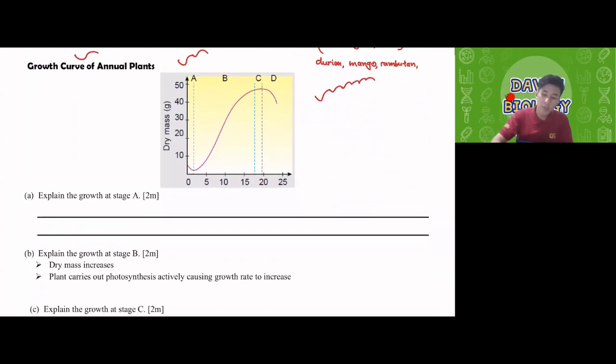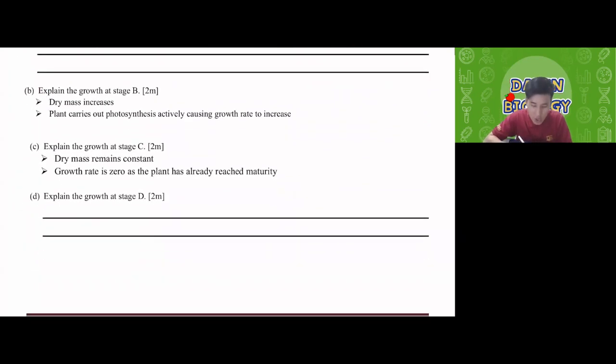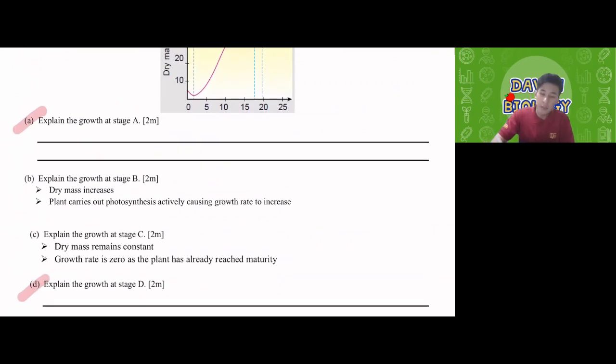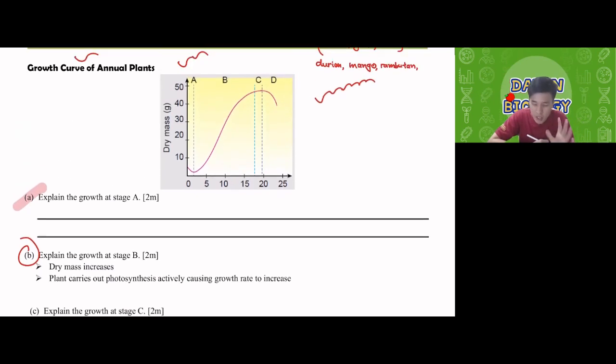So for annual plants, Zone A and Zone D will be the most important ones. That's what the question will usually ask. But if you look at my questions, I got one essay asking about Zone B, so they possibly could ask that question too. But never mind, we do A first. Very important. Okay, if they ask you to explain growth at each of the stages, talk about the dry mass first. As you can see at A, number one, the dry mass decreases.